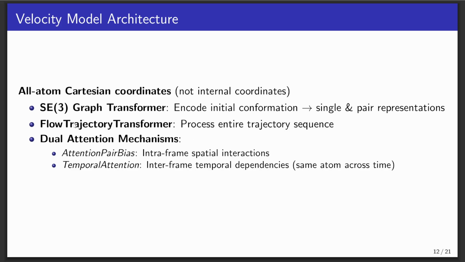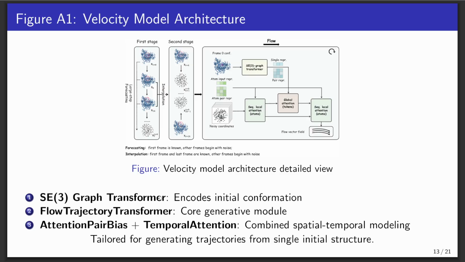So the velocity model uses all-atom Cartesian coordinates and has these three components. The SE3 graph transformer is used to encode the initial conformation. It can produce single representation and pair representation. Then the full trajectory transformer is the core generative module. It adapts the attention pair bias and temporal attention for combined spatial-temporal modeling. This architecture is tailored for generating trajectories from a single initial structure.